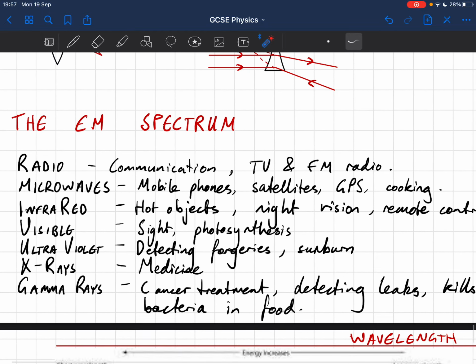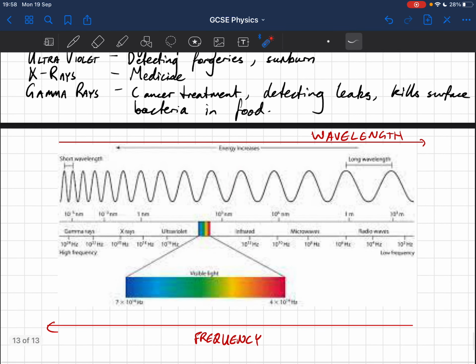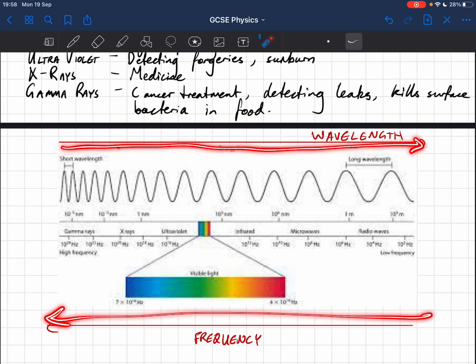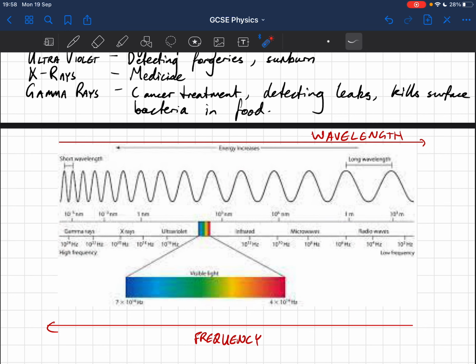Okay, which brings us on to the electromagnetic spectrum. There are different types of electromagnetic waves. I've got an image of it here, and it's all to do with the wavelength and the frequency. As you go down in wavelength, you will go up in frequency, and that's all to do with the wave equation. Velocity is equal to frequency times the wavelength, v equals f times lambda, because this velocity is always the same. It's the speed of light, which is 3 times 10 to the 8 meters per second. So as you go down in wavelength, you'll go up in frequency, just to keep the same ratio between the two, so you get the same speed.